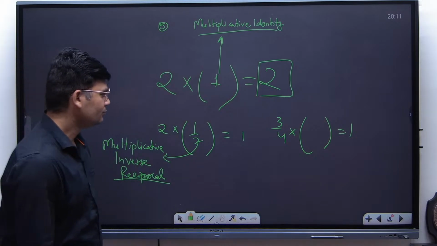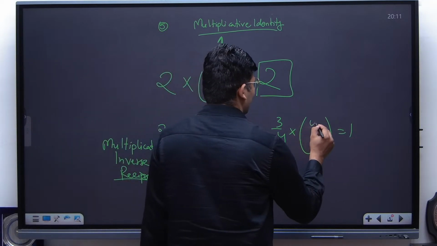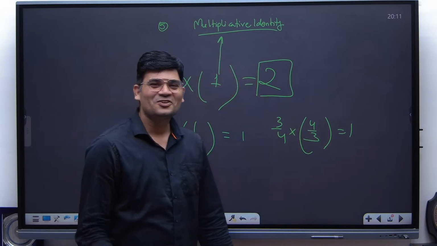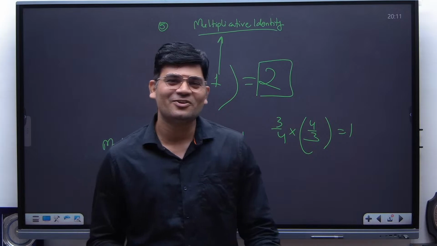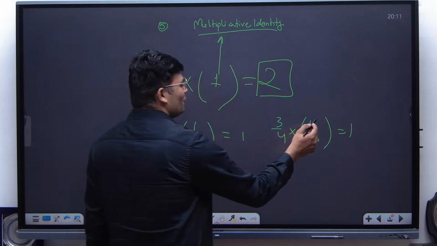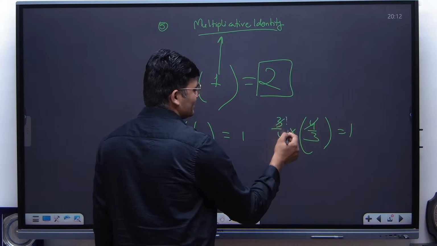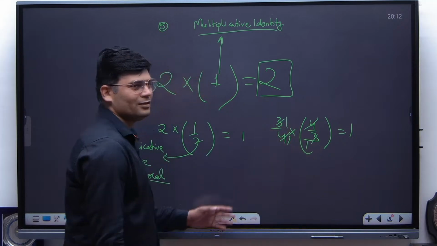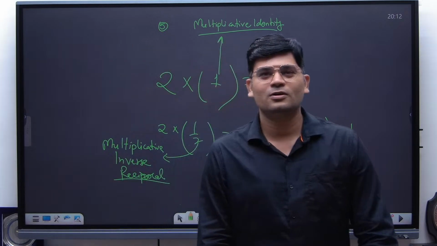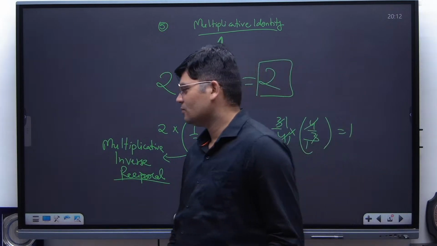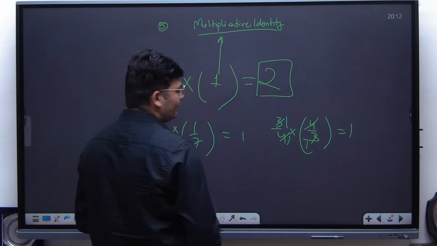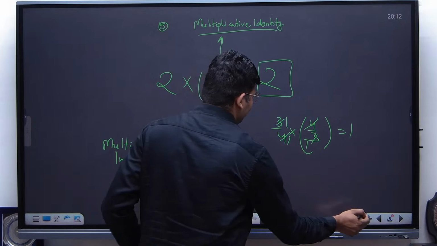4 by 3. Don't be in doubt, just be confident here. Your sentence sounded like an interrogative sentence; it should be a declarative sentence. So 4 can cancel 4 and 3 can cancel 3, so we say this is equal to 1. Any doubt? No doubt. Good. So we understood the multiplicative identity and the concept of multiplicative inverse.